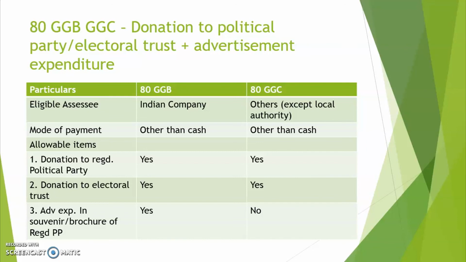And after 80GG we saw 80GGA, and that was donation to scientific research or rural development, and it can be made by any SSC who does not have PGBP income, and any donation exceeding rupees 10,000 has to be made in any mode other than cash, and there is no limit to the amount which can be deducted. And finally we came to 80GGB and GGC. I'm not repeating what I said here, but one thing that I left out is the fact that the deduction available is the actual amount donated. There is no limit here as well.